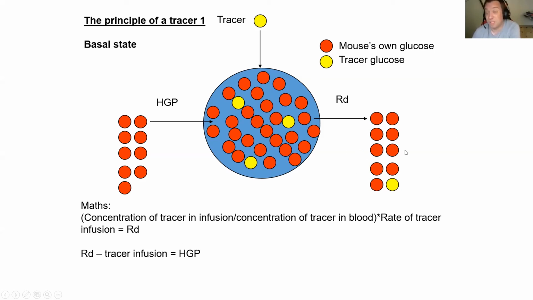We can see it nicely and visually here. We have 10 circles. One of them is yellow because it's coming from the tracer. As we've got one yellow going in the tail vein, we must have 9 coming out of the liver in order for this to all balance up nicely.